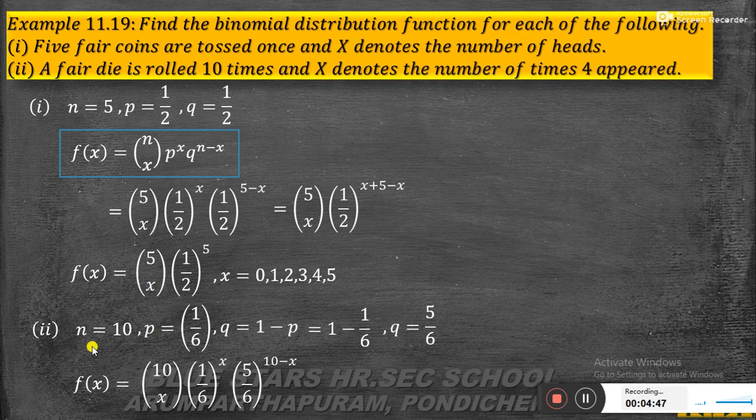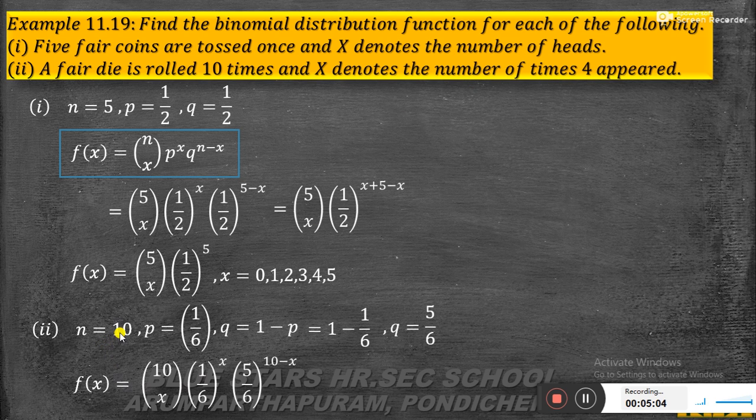Next we come to the second subdivision. You see the second subdivision here: a fair die is rolled 10 times. So they ask, x is represented by the number of times 4 appeared.